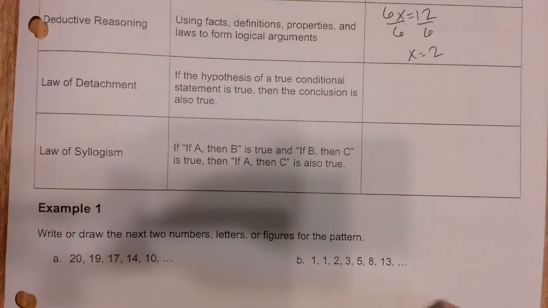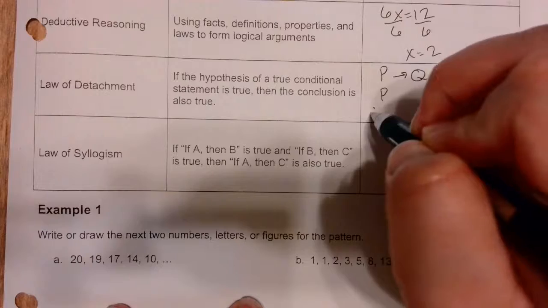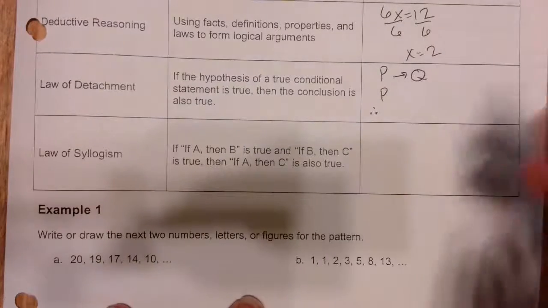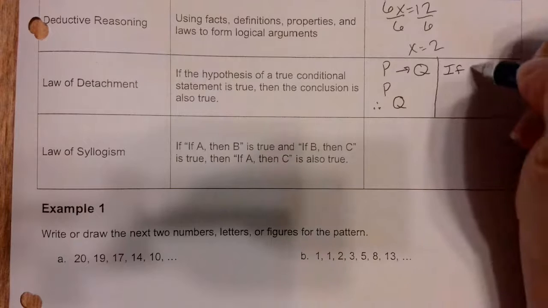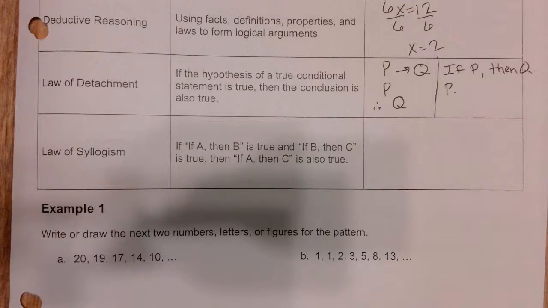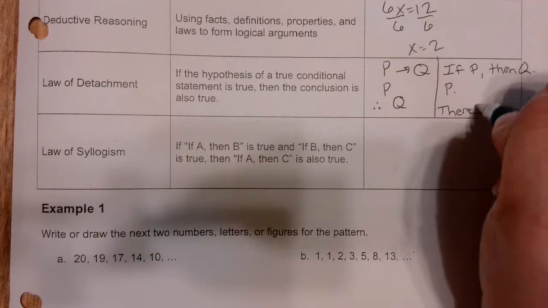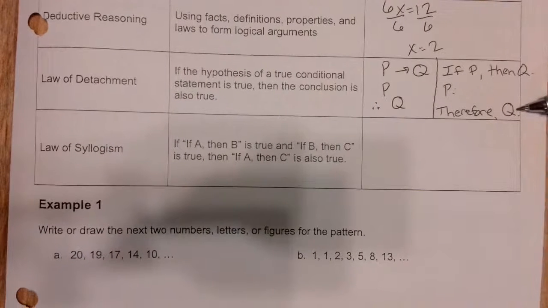So law of detachment. If a hypothesis of a true conditional statement is true, then the conclusion is also true. It says this: P arrow Q, P, therefore Q. Those dots mean therefore. Now for me, the symbols, I like it because I can read them very quickly and it's a lot less to write. But it might be easier for you to read it this way. If P, then Q, and P happens. We know that P happened. Therefore, Q will also happen. So if it rains, I will go to the movies. It rains. You can conclude that you will go to the movies. You can conclude the part after the then. That's called the law of detachment.